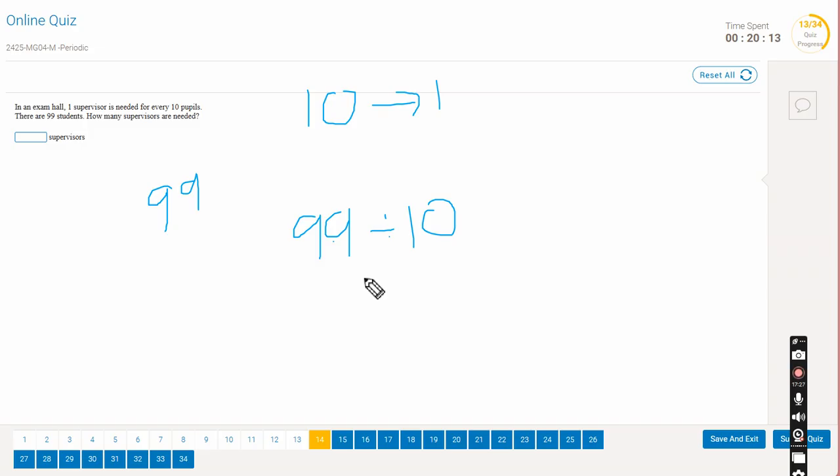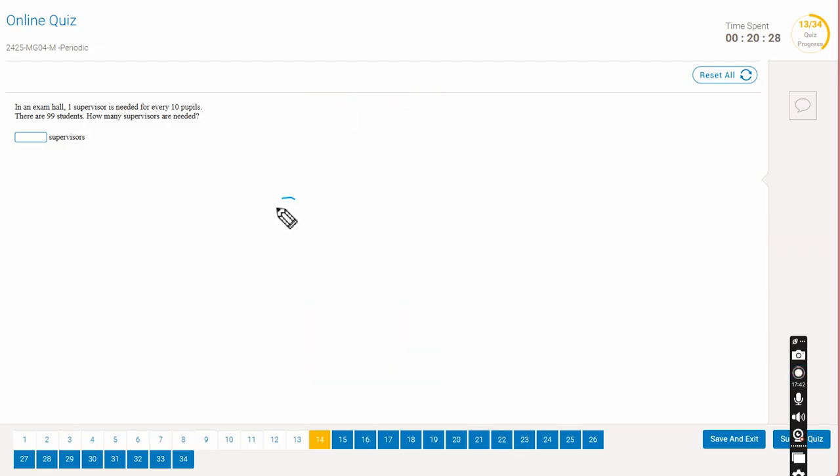Because what is happening here? You'll be dividing the 99 into groups of 10 until you reach 99. So what is it? 99 divided by 10. So you'll find that the number of supervisors you need is 9.9.